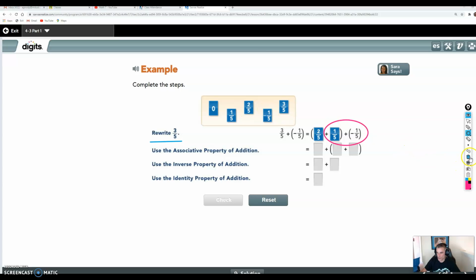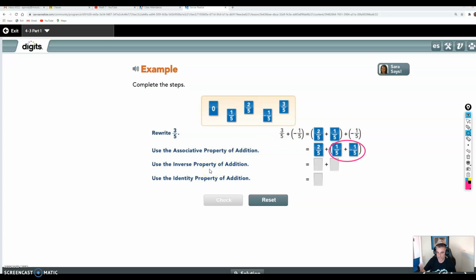So for step 2, I still have my 2/5 right there, but now I've just grouped the 1/5 plus the negative 1/5 together. So there's my 1/5, and there's my negative 1/5. Again, I want you paying attention to this part right here. The whole point of these first two steps was to create this pair of additive inverses, because we know that these are going to sum to 0.